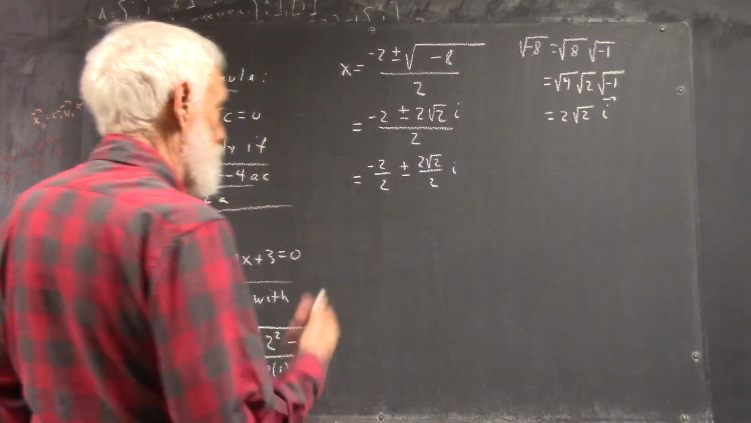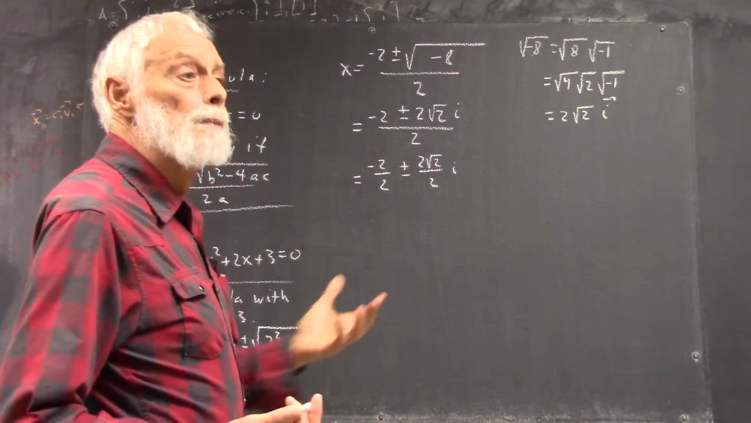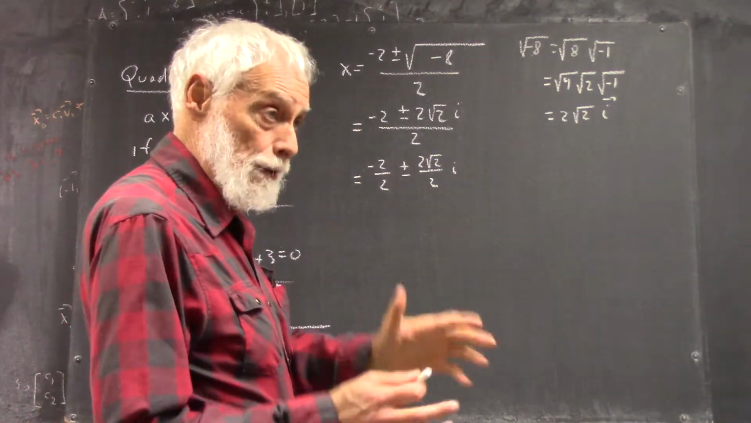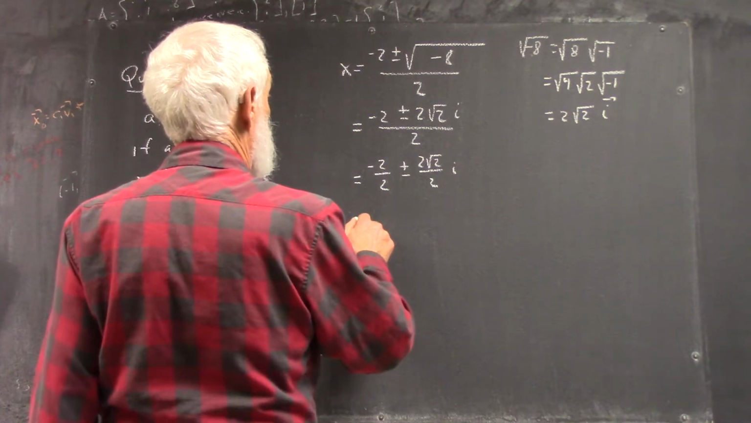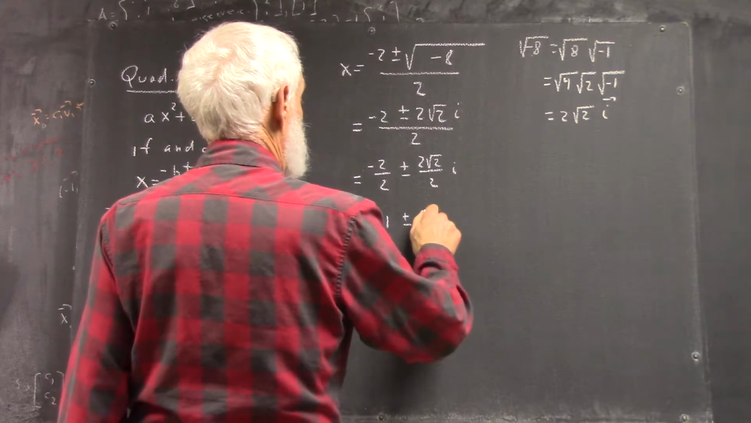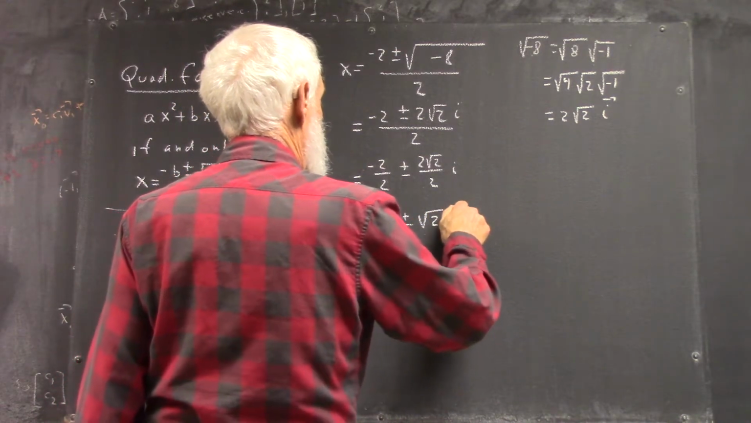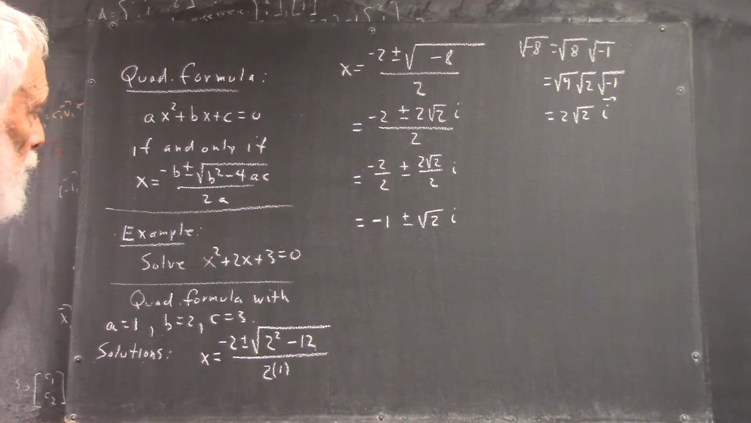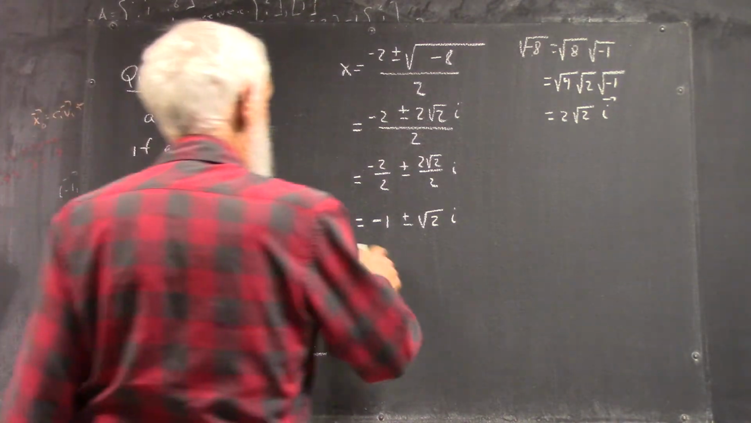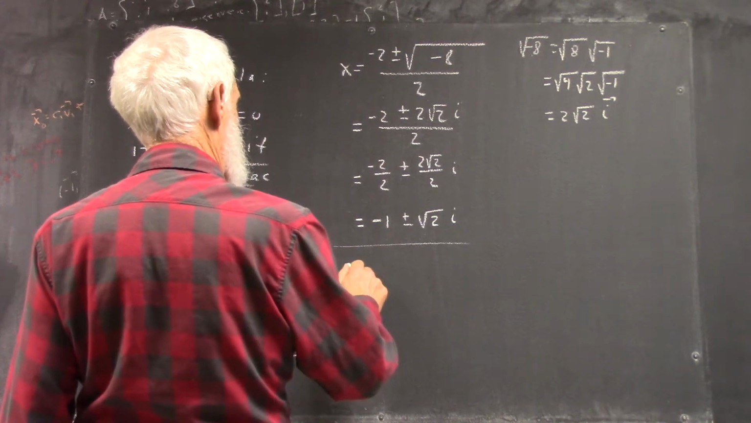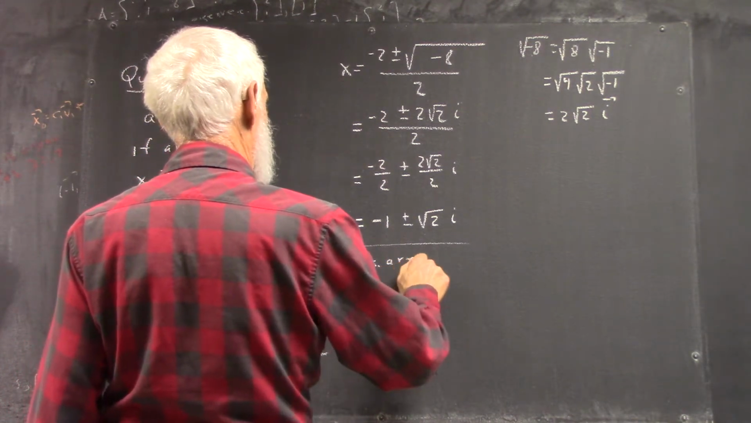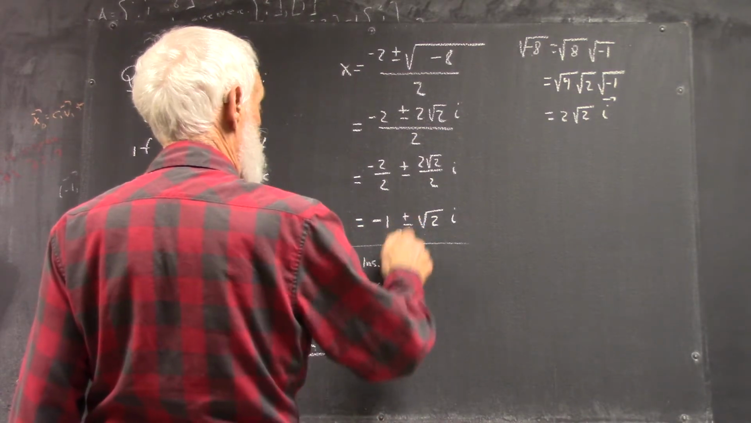Okay? Now, your instructor in your pre-calculus course will decide how she wants to approach that, and of course you use that approach, but this is the reason for whatever she does. So you have -1 plus or minus the square root of 2 times i. Okay? Now, your solutions, you have 2 of them, one for the plus, one for the minus.